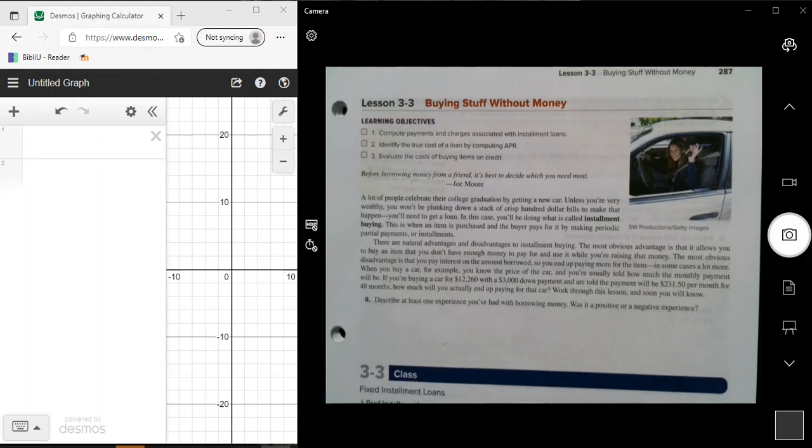Objectives: to compute payments and charges associated with installment loans, to identify the true cost of a loan by computing APR, and to evaluate the cost of buying items on credit.